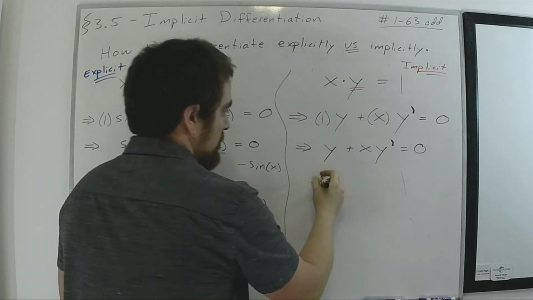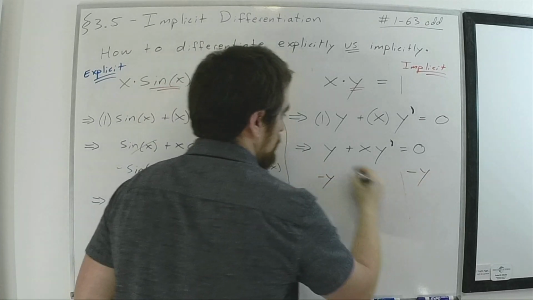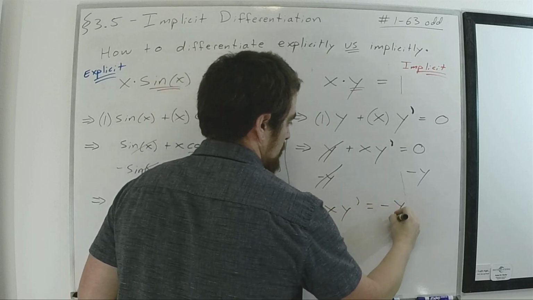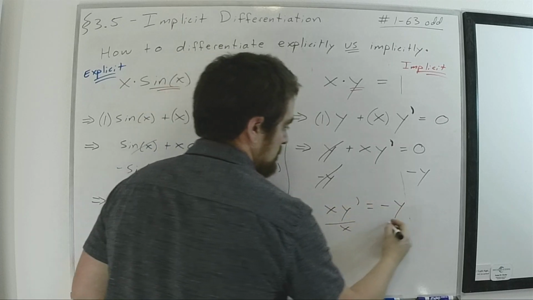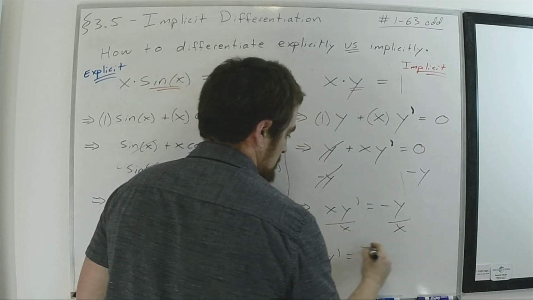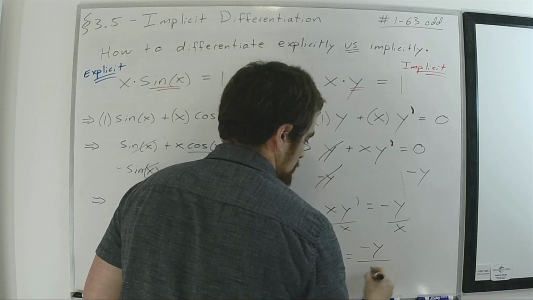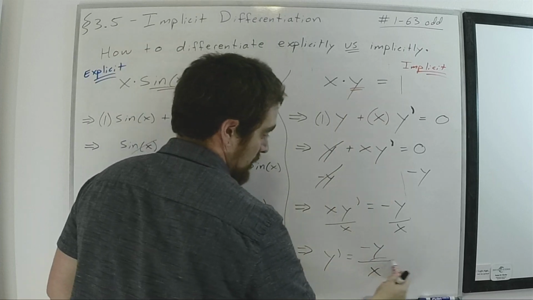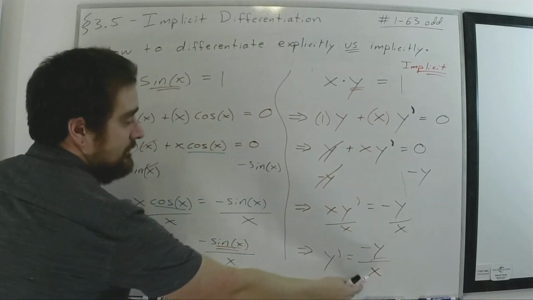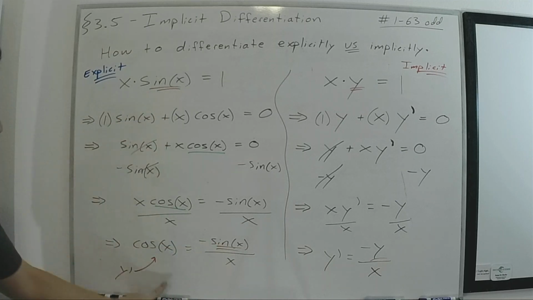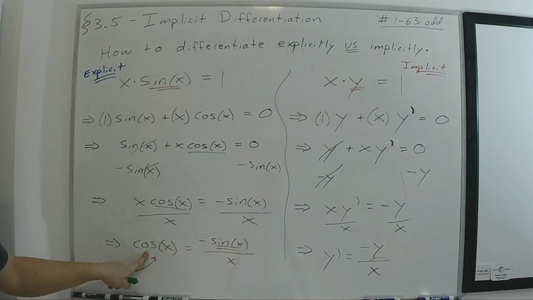I can do the same thing over here if I subtract y, and then I get x times y prime is negative y. I can divide by x, so that I get y prime, my derivative, is negative the original function y divided by x. Whatever that original function was, there it is. It's being negated and divided by x. So here I got to explicitly see my function, and I can explicitly isolate my derivative of that function y.